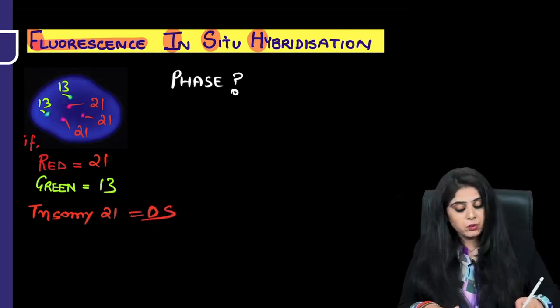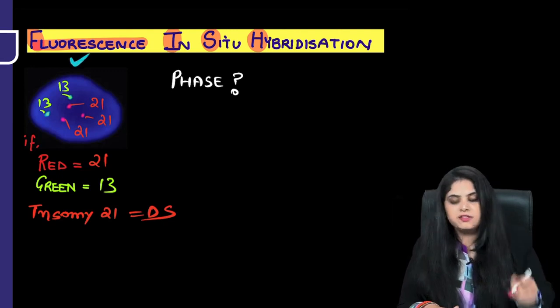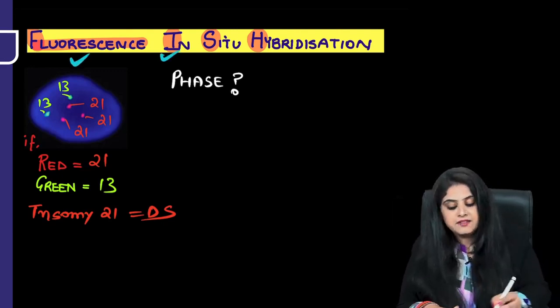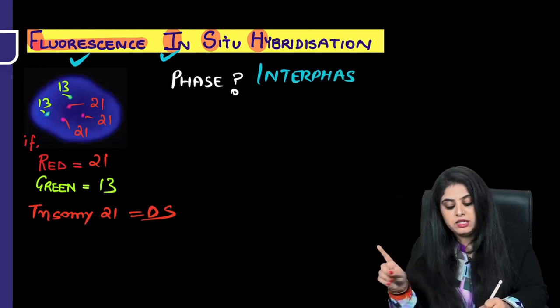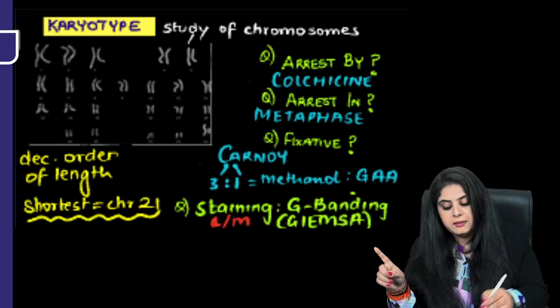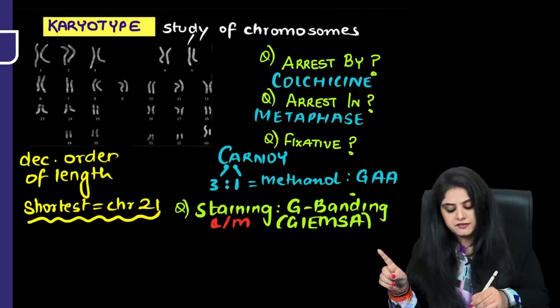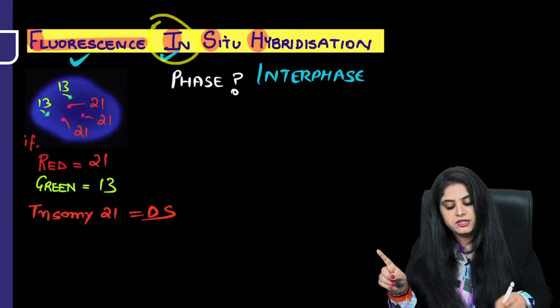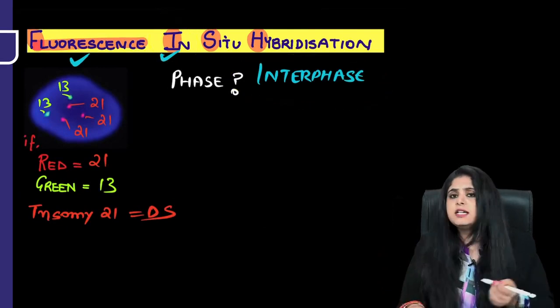Okay. What phase is it done? So fluorescence, I have understood. I'll give some colors. I will tell you that this is done in interphase. This is done in interphase. Please note, karyotyping was being done in metaphase. Karyotyping was done in metaphase, whereas fluorescence in situ hybridization is done in interphase. What are the other uses of FISH?